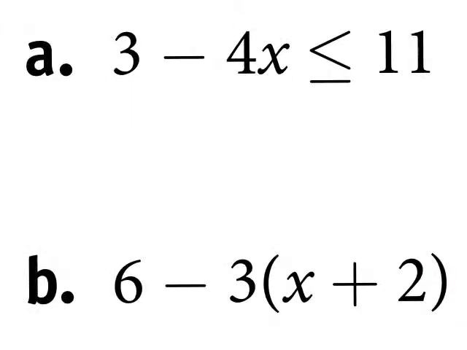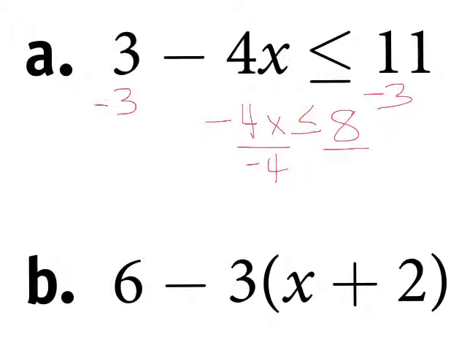All right, so A, I want to first get rid of my positive 3, so I would subtract 3 from both sides. And I have negative 4x is less than or equal to 8. Then I need to divide by negative 4 on both sides. Dividing by a negative, especially when we're working with inequalities, should start to become a trigger in your brain to tell you to do what again? Flip the sign, right? So it becomes x is greater than or equal to negative 2.